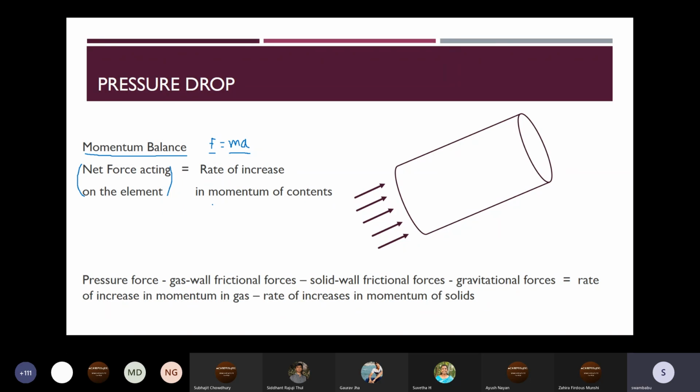So let us understand. Let's say this is a pipe which is inclined at a certain angle. Through this pipe, gas and solid particles are moving. We want to know the pressure drop. If you want to know the pressure drop, what is pressure drop?